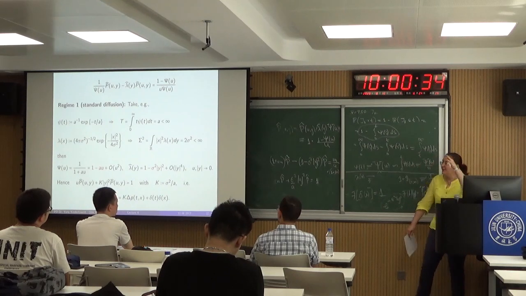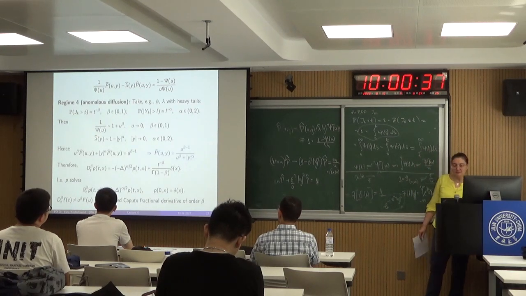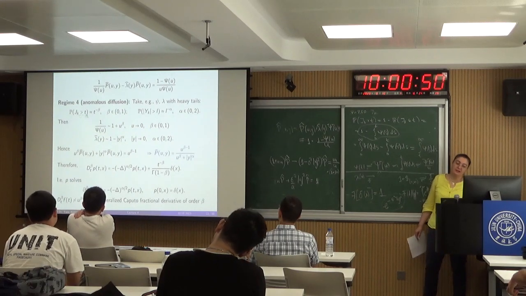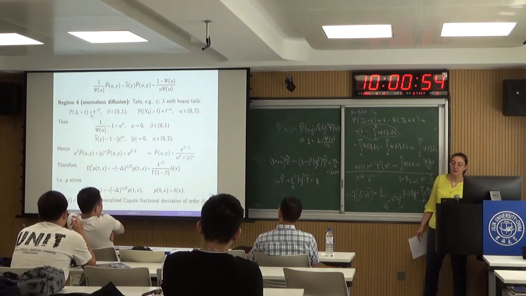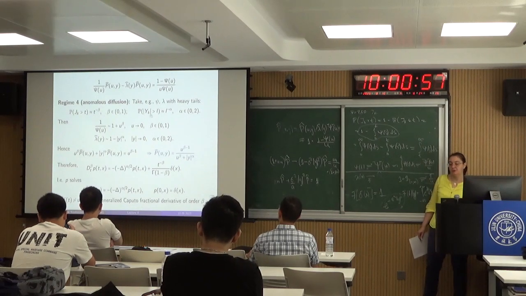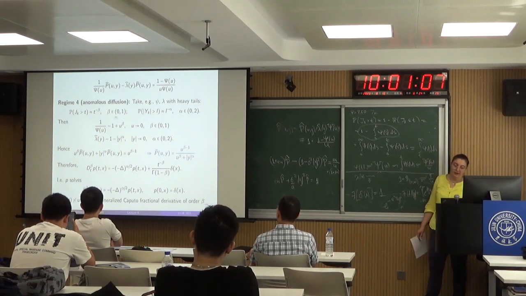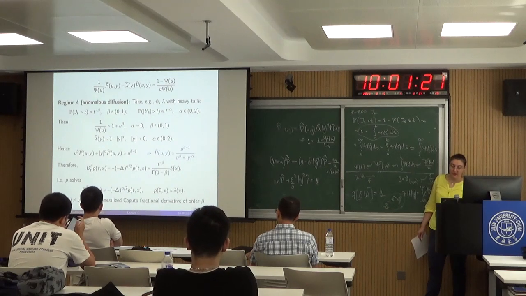Now we do the same in another regime, a fractional regime, anomalous diffusion, regime number 4. So we take probability density functions psi and lambda with heavy tails. So we assume that the tails for the distribution of waiting times is like this power function, and the tails for the distribution of jumps is like this power function. Then one can show in a similar way as we have done here that these functions, 1 over big psi and lambda, have the following asymptotics. And then if we insert this asymptotic in this equation, then we obtain this equation.